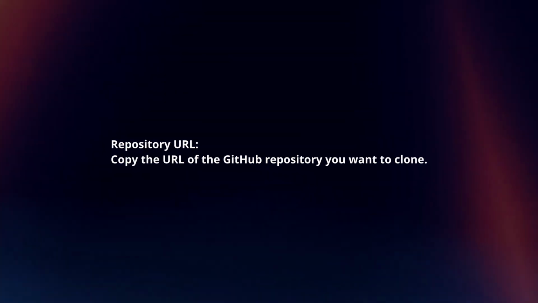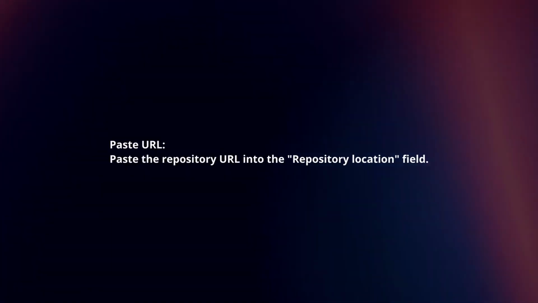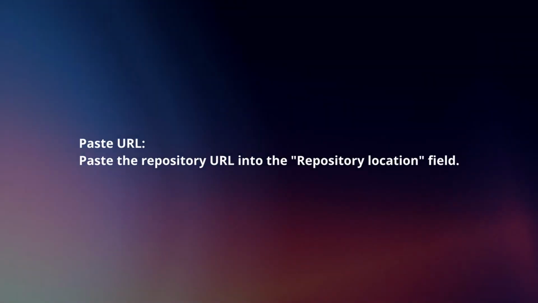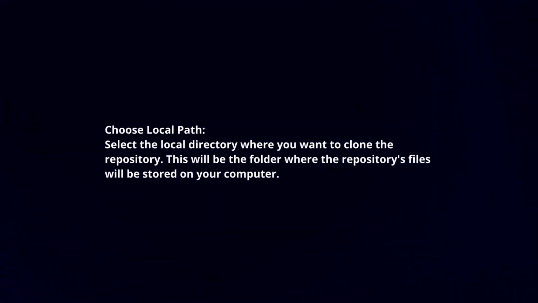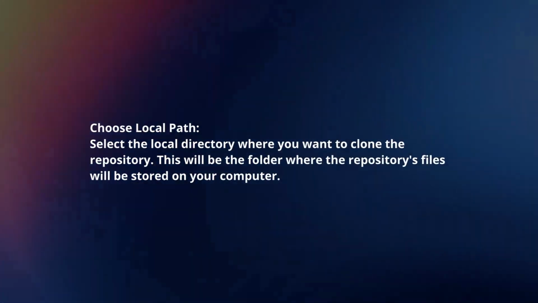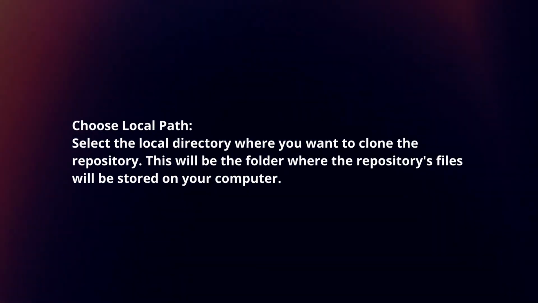Repository URL. Copy the URL of the GitHub repository you want to clone. Paste URL. Paste the repository URL in the repository location field. Choose local path. Select the local directory where you want to clone the repository. This will be the folder where the repository's files will be stored on your computer.